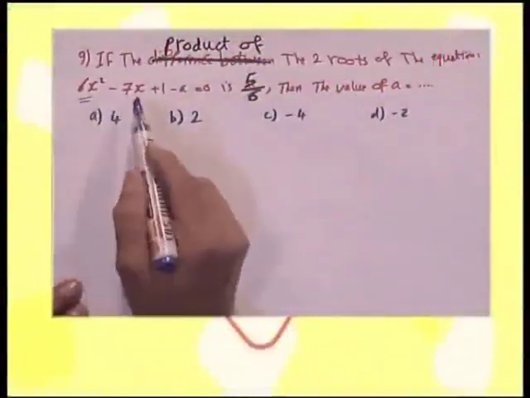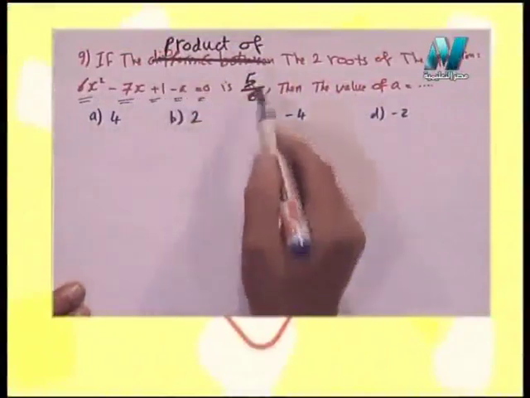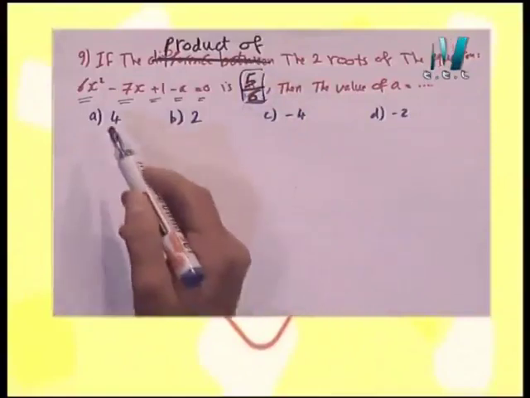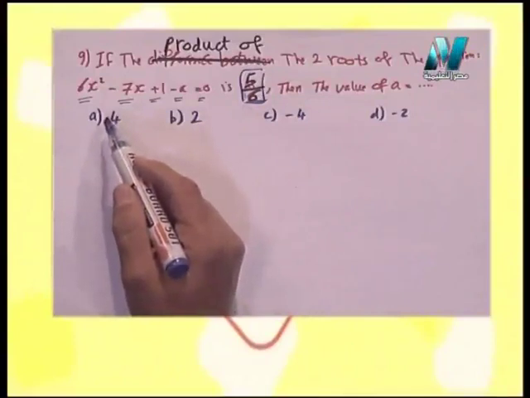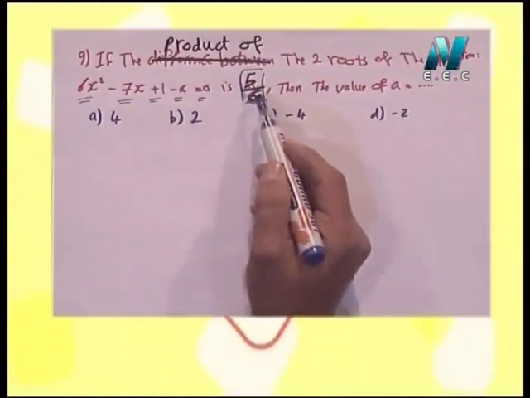Let's move to another question, my dear students. The next question is about the product of the two roots. If the product of the two roots of the equation 6x power 2 minus 7x plus 1 minus a equals 0 is 5 over 6. Okay? Don't be afraid of this question. It's just that the product equals 5 over 6.